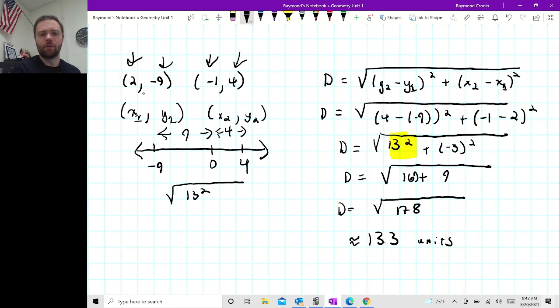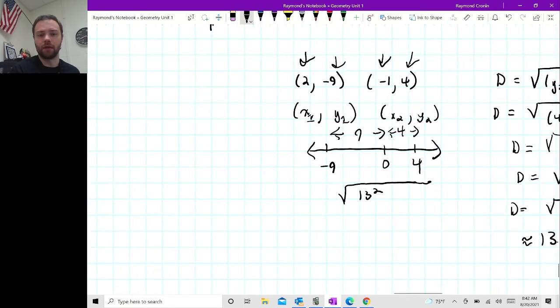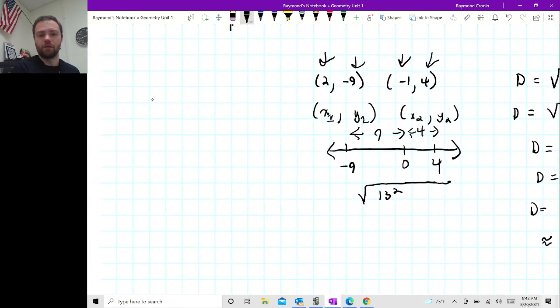And then if I want to do this one, all I have to do is find the distance between 2 and negative 1. So I do the same number line. Over here, and I think about where is negative 1? Well, here's 0. Negative 1's right about here. And then 2's somewhere over here. So what's the distance here from 0? That's 2. And then what's the distance here from 0? That's 1. Okay? So that's going to be 3.